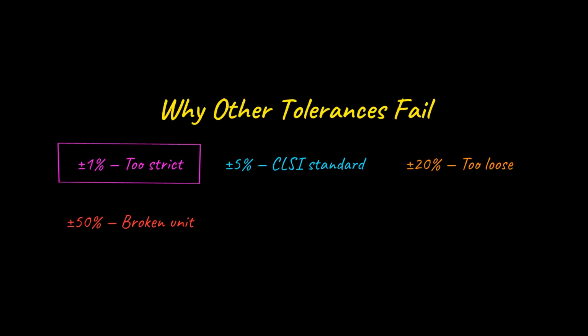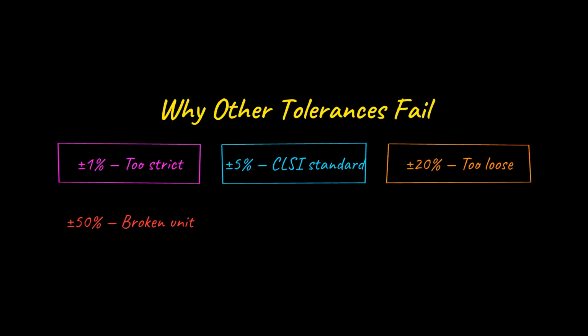The exam tests whether you can distinguish the correct tolerance from plausible sounding alternatives. Plus or minus 1% feels rigorous but exceeds what commercial centrifuges reliably achieve. Plus or minus 20% allows analytical drift into routine results. Plus or minus 50% describes a malfunctioning instrument. 5% is the only correct answer because it is the explicit CLSI standard derived from real analytical performance needs.